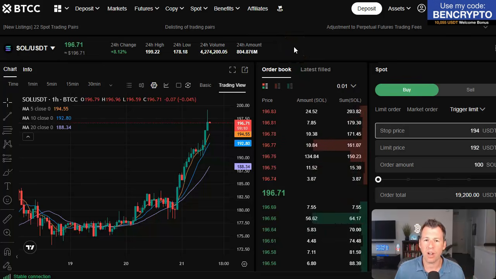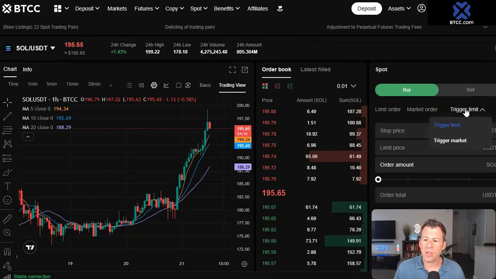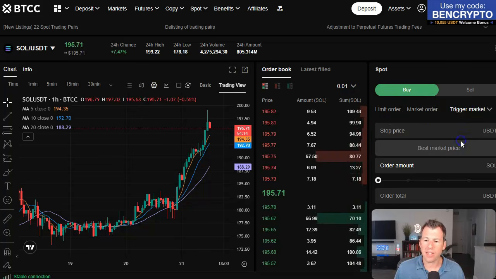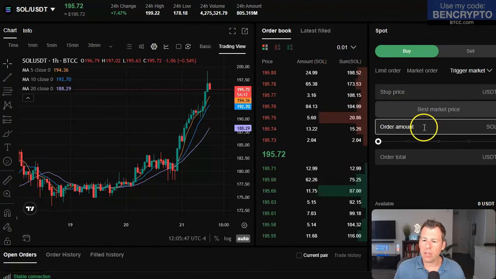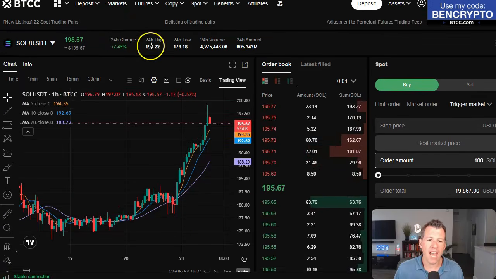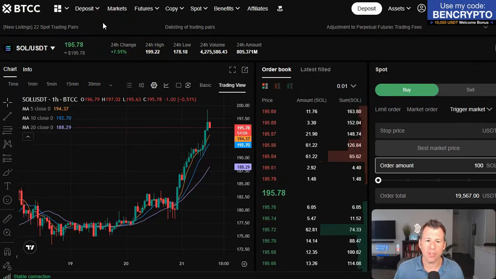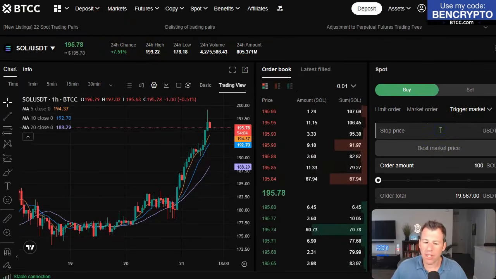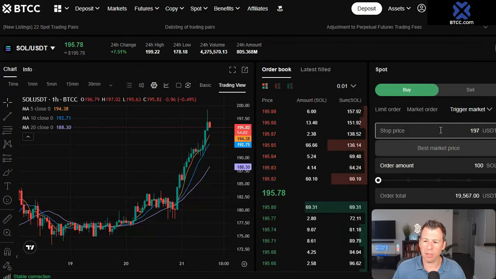But if the price of Solana quickly jumps up, then stop filling my order once it hits 194. Now, trigger market is pretty similar and a little bit easier to understand, so we're going to select that. So this means I want to buy 100 Sol, start filling it immediately, but if the price happens to run up right after it starts filling my order, then stop filling my order if Sol goes up to like 197.